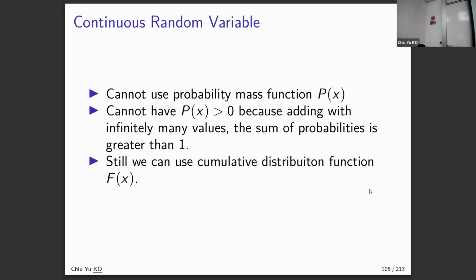you add up an infinite number of them, and it will be more than one. It violates axiom 2 or 3, if you like, because when you add them up it becomes infinity. With infinitely many outcomes, if you try to put something positive on each and add them up, you blow up. So you can't really use P, it's not possible. You have to use big F.